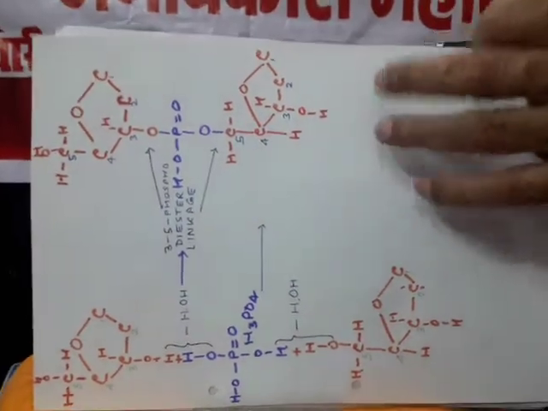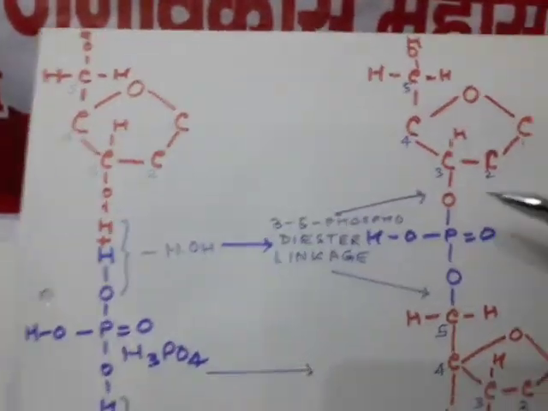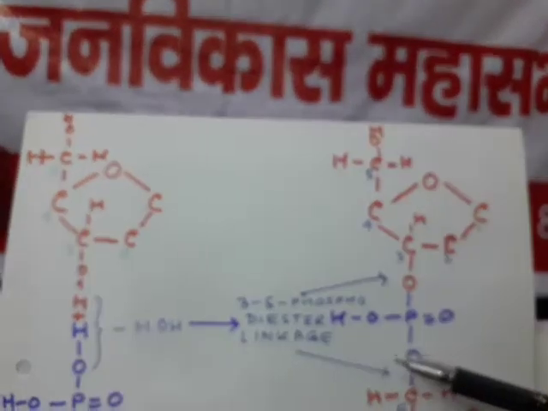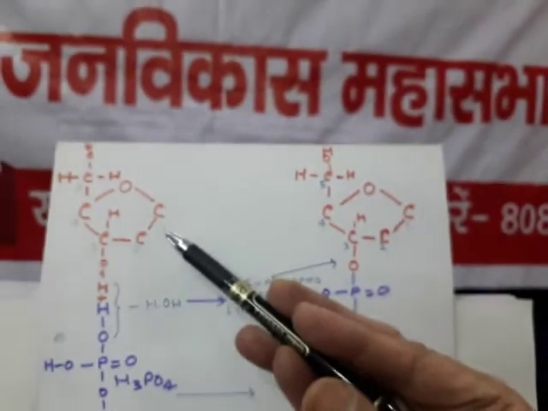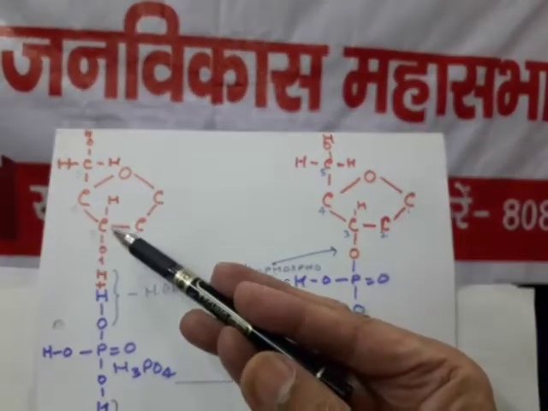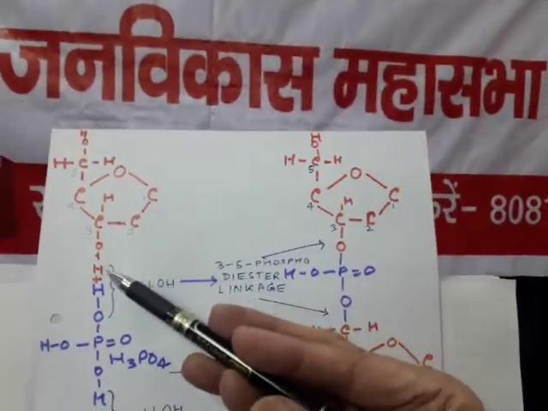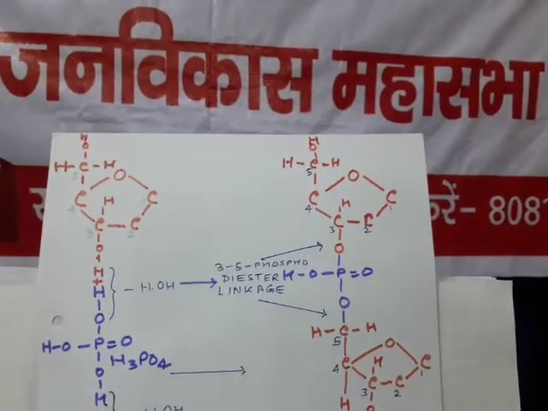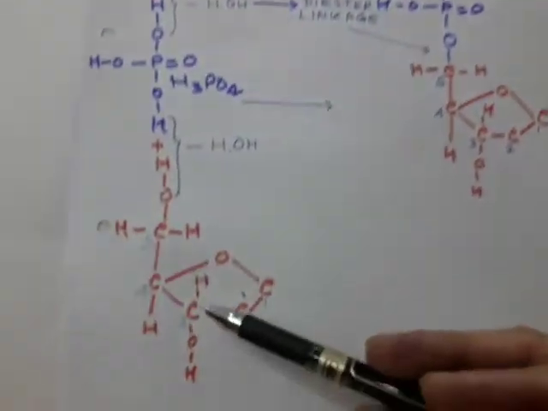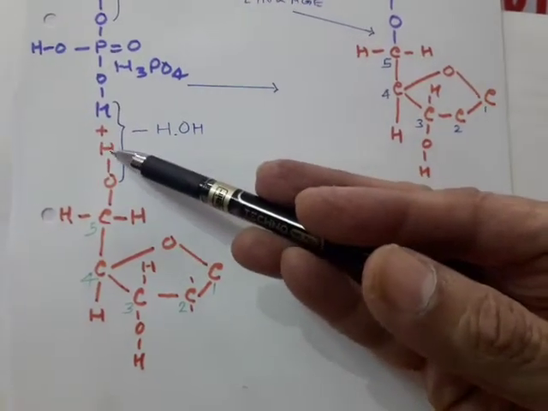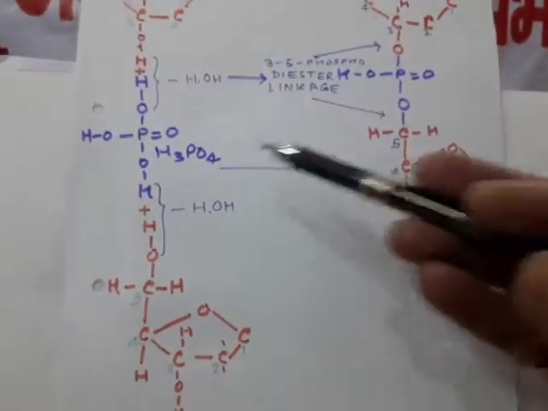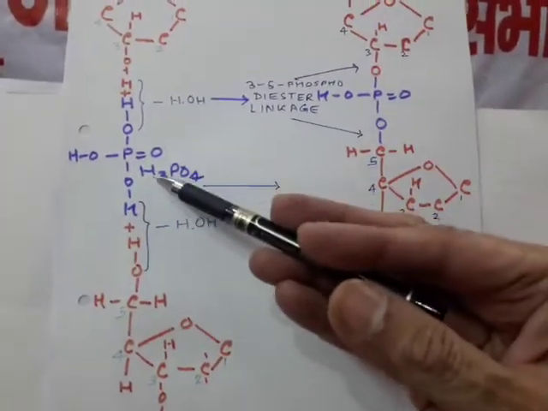Watson and Crick suggested that there is formation of a 3,5-phosphodiester linkage. You can see here there is one 2-deoxyribose sugar molecule. This is carbon number 3 and an OH group is attached. There is another deoxyribose sugar with an OH group attached at carbon number 5. In between these two, a phosphoric acid H3PO4 molecule comes.